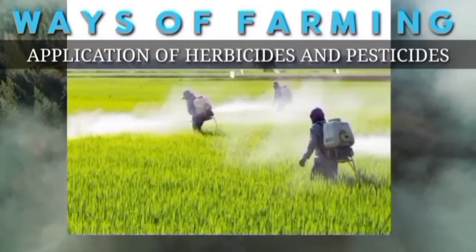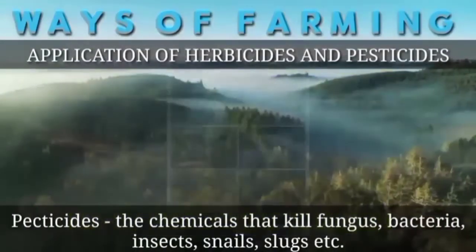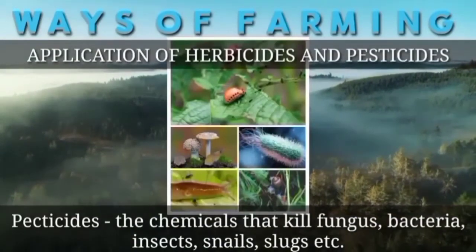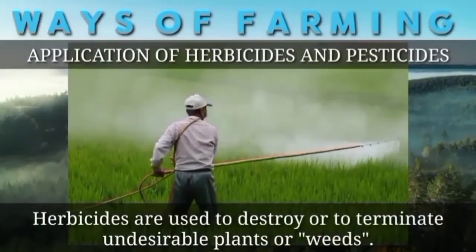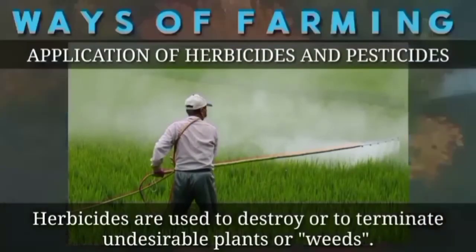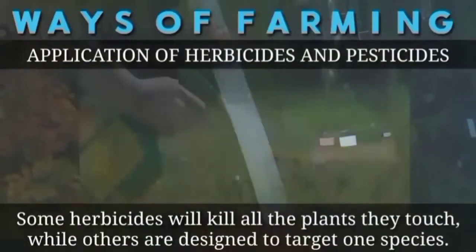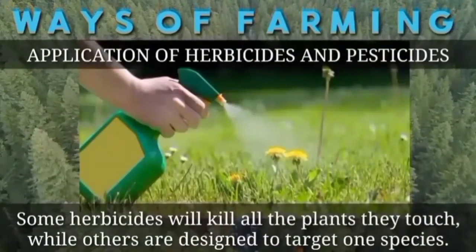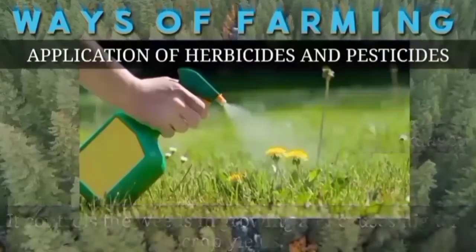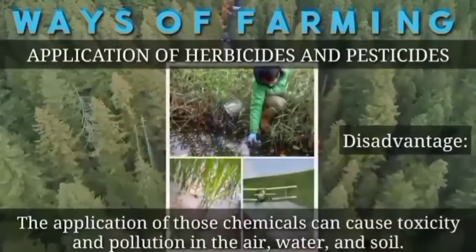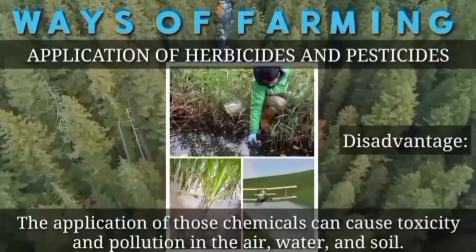Application of herbicides and pesticides. Farmers use pesticides, the chemicals that kill fungus, bacteria, insects, snails, slugs, and others, while herbicides are used to destroy or to terminate undesirable plants or weeds. Some herbicides will kill all the plants they touch, while others are designed to target one species. It controls the weeds in growing and causes higher crop yields. The application of those chemicals can cause toxicity and pollution in the air, water, and soil.